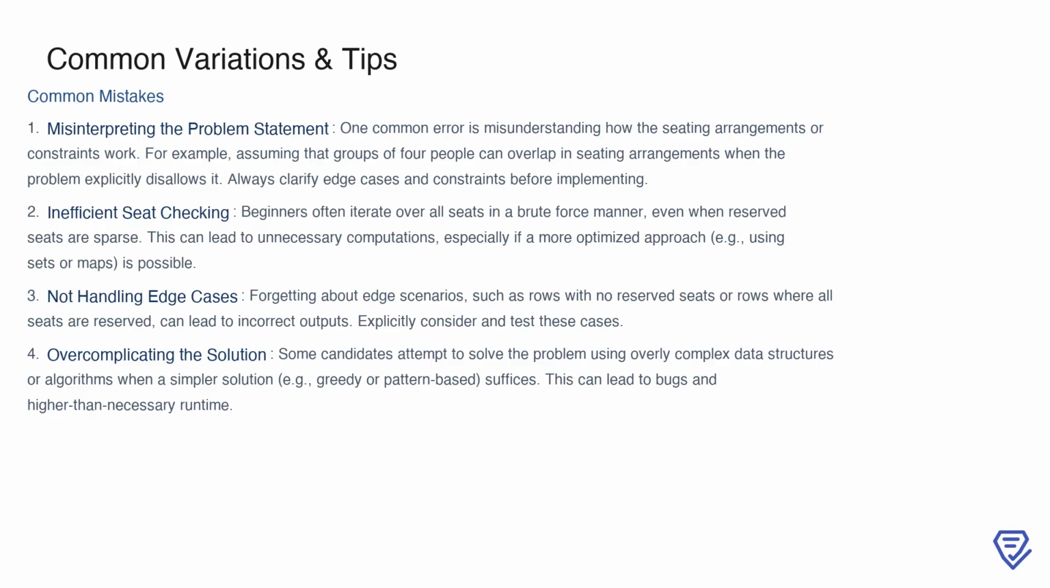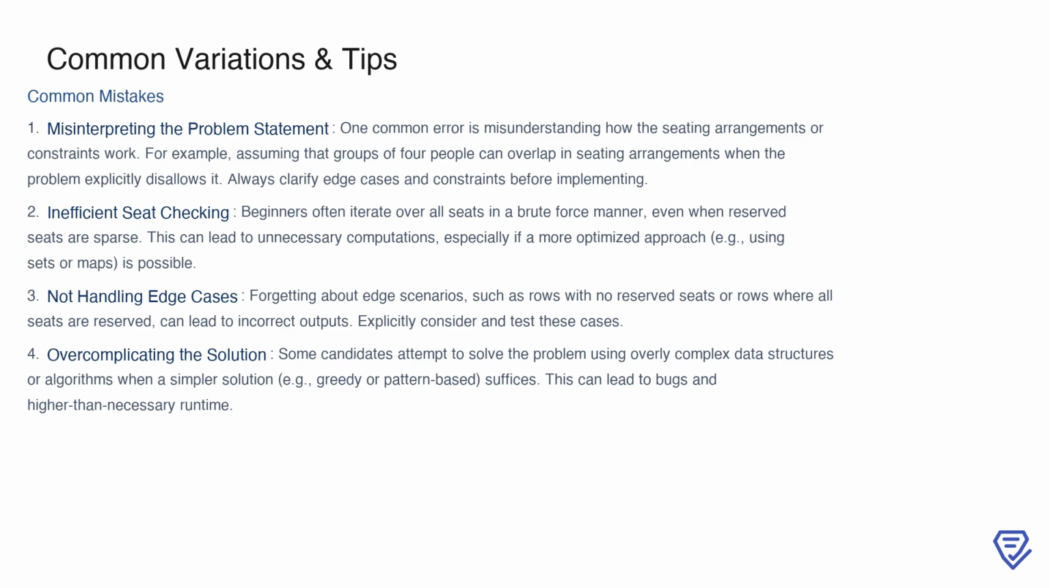your implementation. Another common mistake is using inefficient methods to check seats. Beginners often iterate over all seats in a row, which can become computationally expensive, especially when reserved seats are sparse. A better alternative is to leverage data structures like sets or hash maps. Additionally, overlooking edge cases, such as rows without any reserved seats or rows that are fully reserved, can lead to incorrect outputs. Always ensure your solution explicitly accounts for these scenarios.